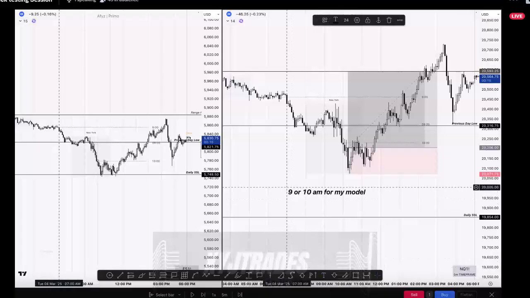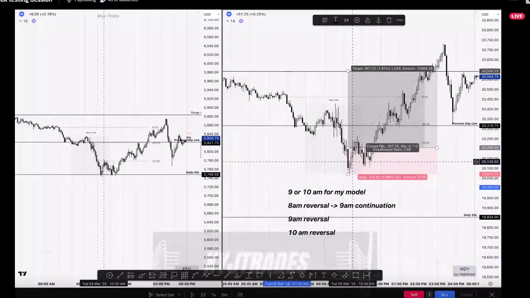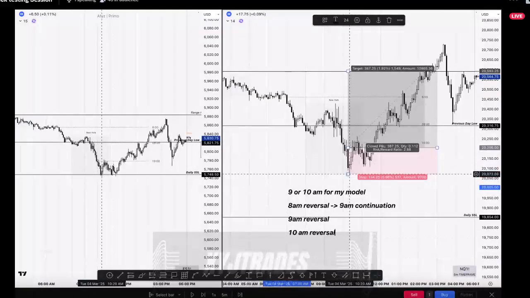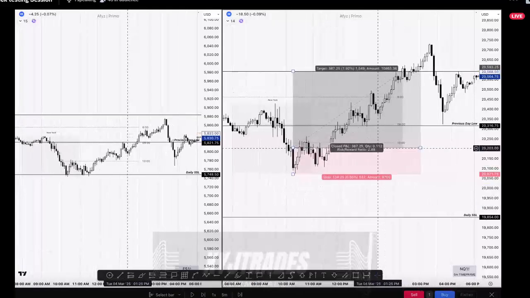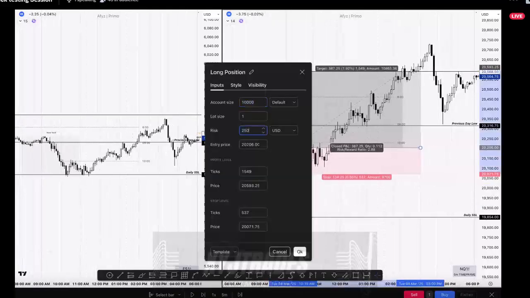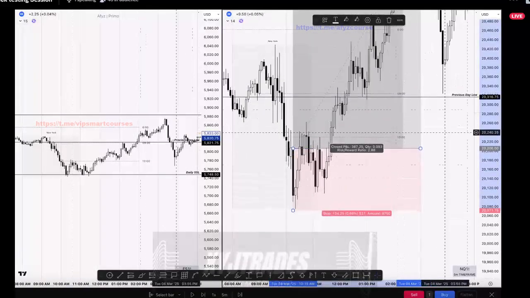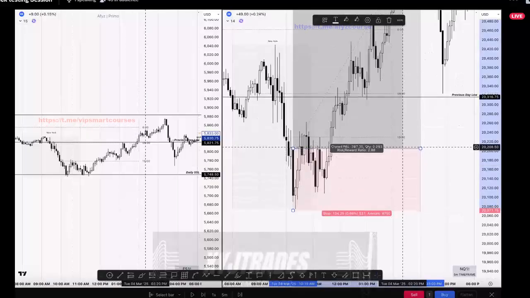for my model. So I need the 3 scenarios to appear, or show themselves before 10 a.m. Either 8 a.m. reversal into 9 a.m. continuation. That's scenario 1, 9 a.m. reversal, or 10 a.m. reversal. I only have those 3 options, and I was uncomfortable with risking 135 points, and I didn't want to trade after 10 a.m. That's the simple answer, okay? Mostly because my risk today was going to be $250, and it didn't even allow me to size properly with one contract. It was less than one contract, so that's why.